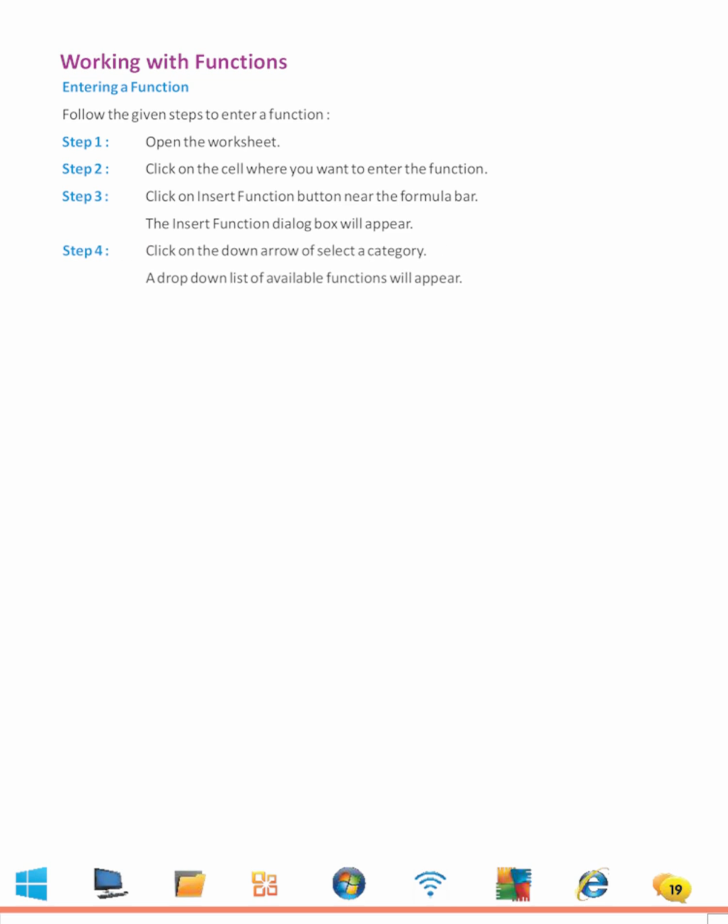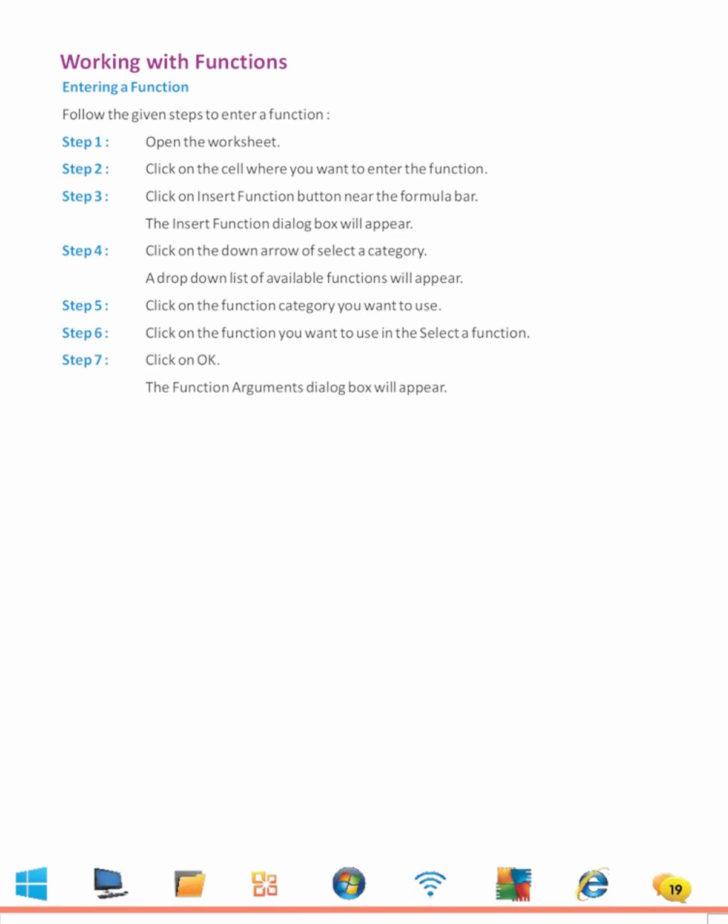Step 4. Click on the down arrow of a selected category. A drop-down list of available functions will appear. Step 5. Click on the function category you want to use. Step 6. Click on the function you want to use in the Select a Function. Step 7. Click on OK. The Function Arguments dialog box will appear.